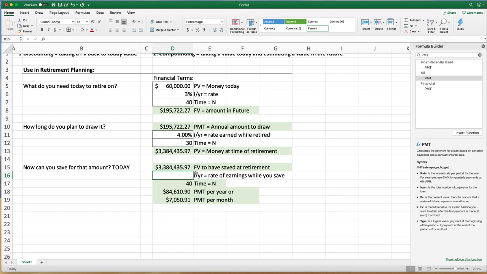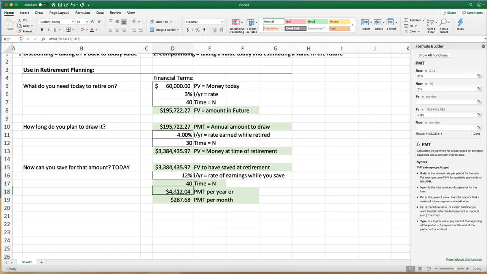So hopefully you can build a retirement that will earn you, let's say 12%. This isn't too hard to earn, but let's put in 12% and hit enter. There are the calculations. It looks like that if you save once per year, you only need to save about $4,400. If you save every month, you only need to save $287.